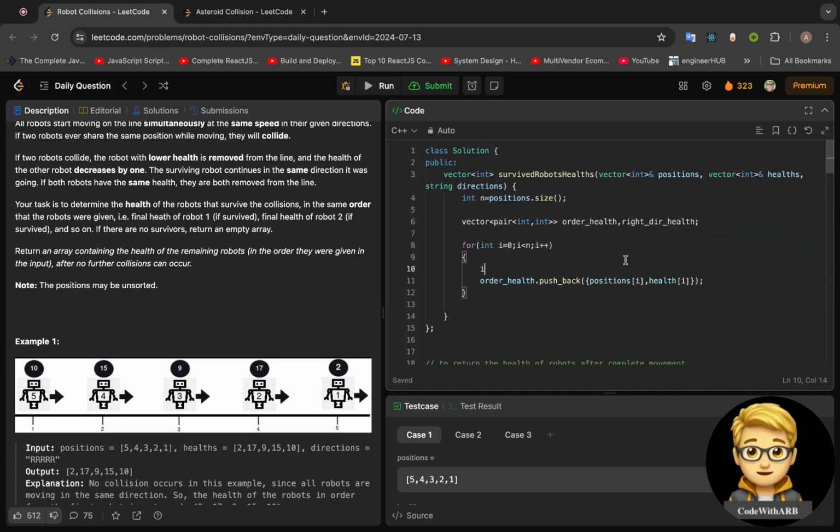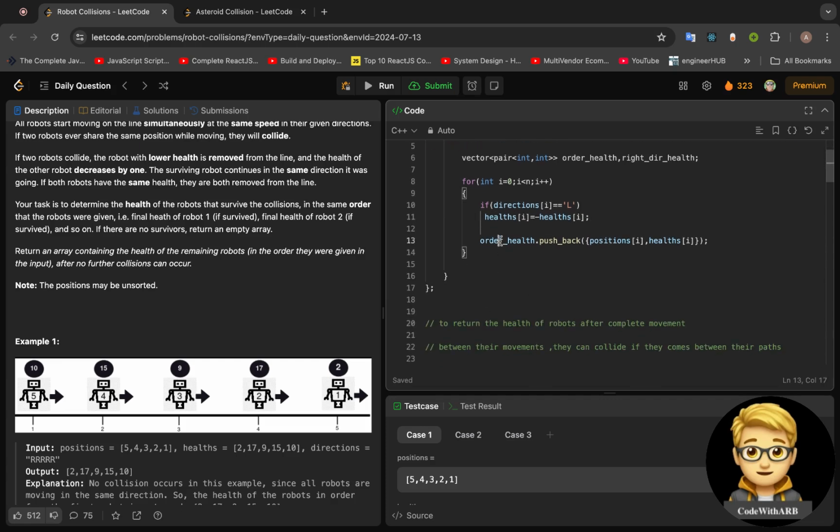So before this, I will just check whether the direction of I is left or not. If it is left, I will change this health to minus. Okay, this is health, right? I will just change this health to minus. That's the only change I need to do, and I will insert it in the position, right.